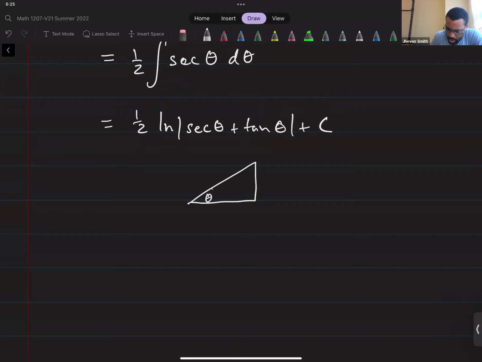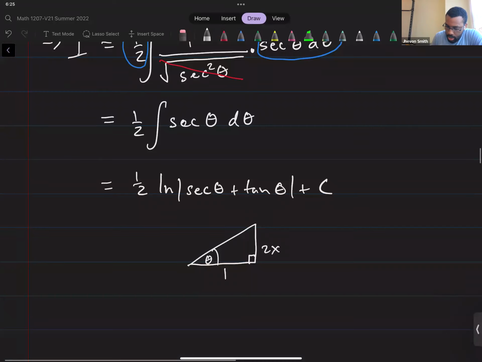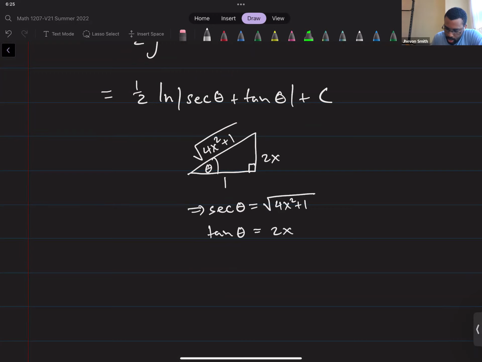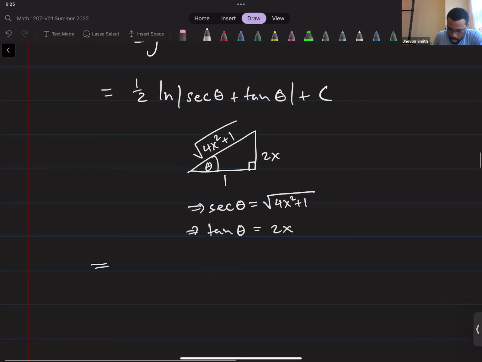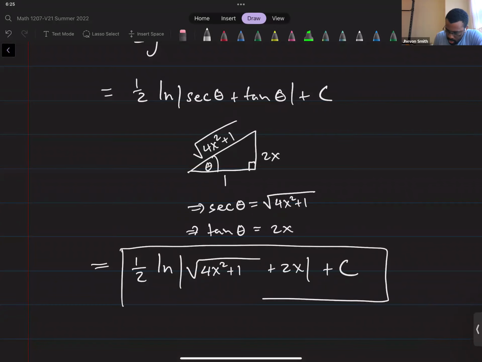I'm going to get that triangle where tangent is opposite over adjacent. So this would be your square root of 4x squared plus 1. And so this means that my secant theta is hypotenuse over adjacent and tan theta is just 2x. So this means my final answer is that guy.